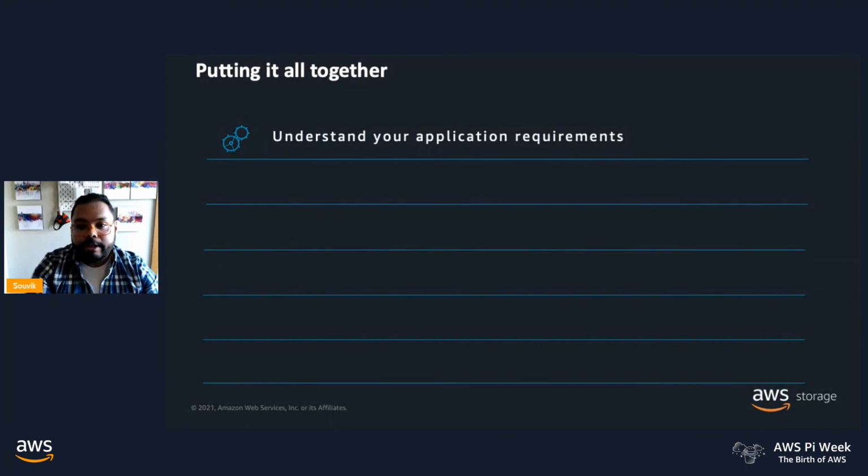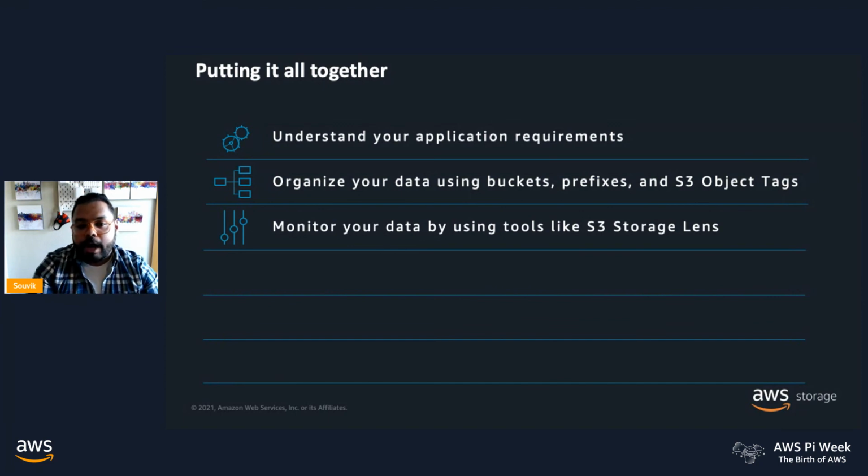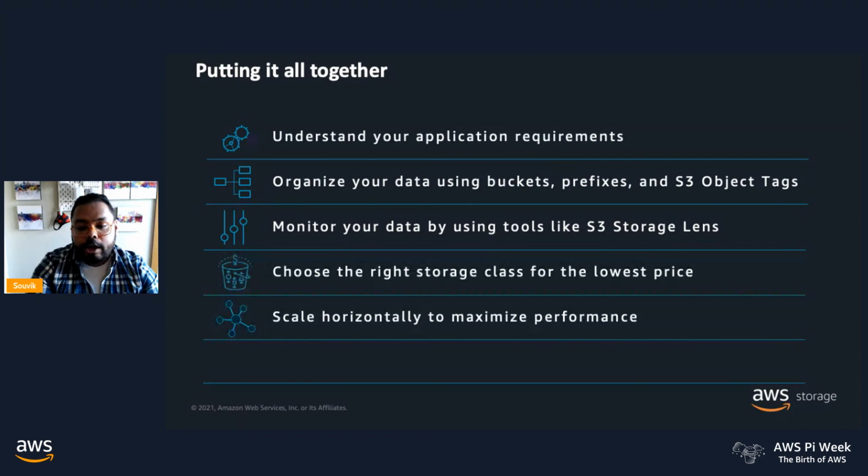Second, you should organize your data using buckets, prefixes, and S3 object tags as they map to S3 features. Analytic features like Storage Class Analysis, monitoring features like CloudWatch, and other features such as S3 Storage Lens. Third, monitor your data by using tools like S3 Storage Lens to help you understand your data more, which can help you optimize for both performance and cost. Fourth, choose the right storage class for the most effective cost optimization. And fifth, scale horizontally to maximize performance on S3.